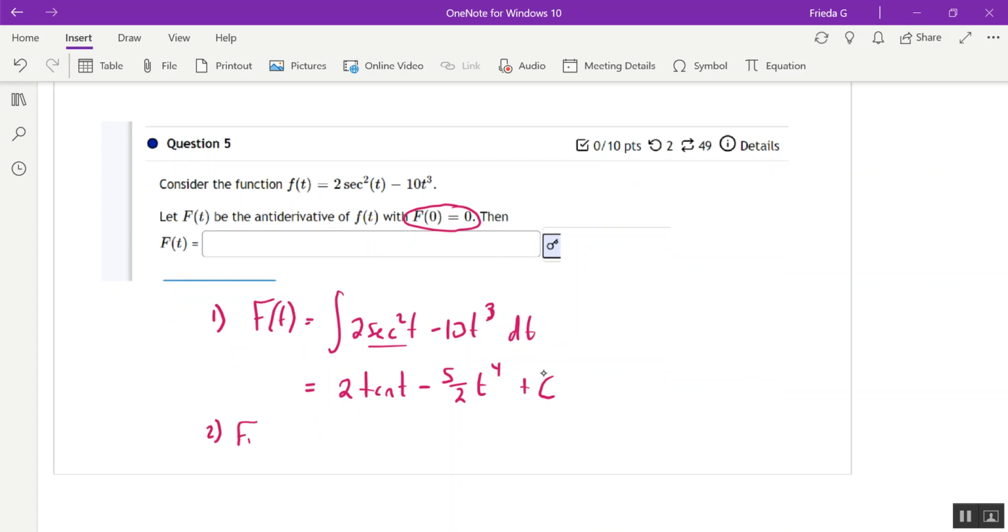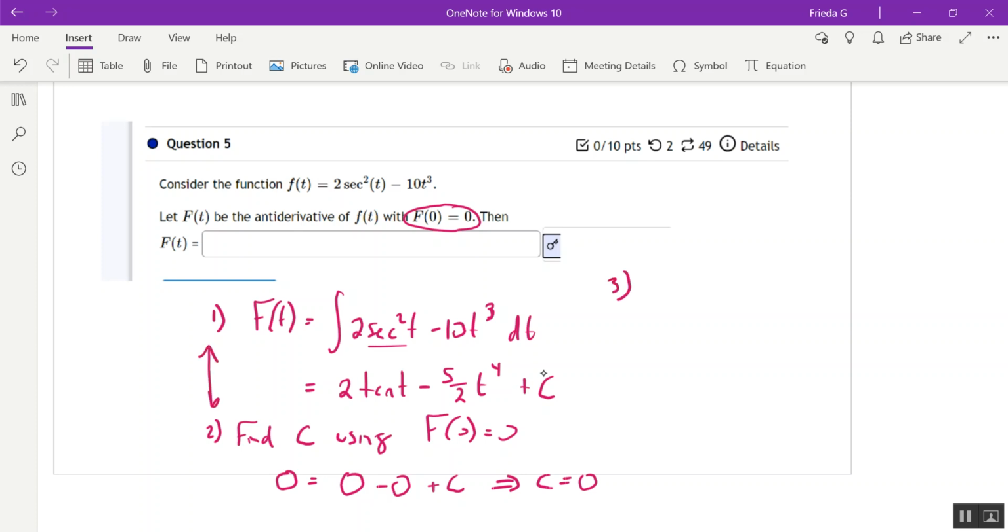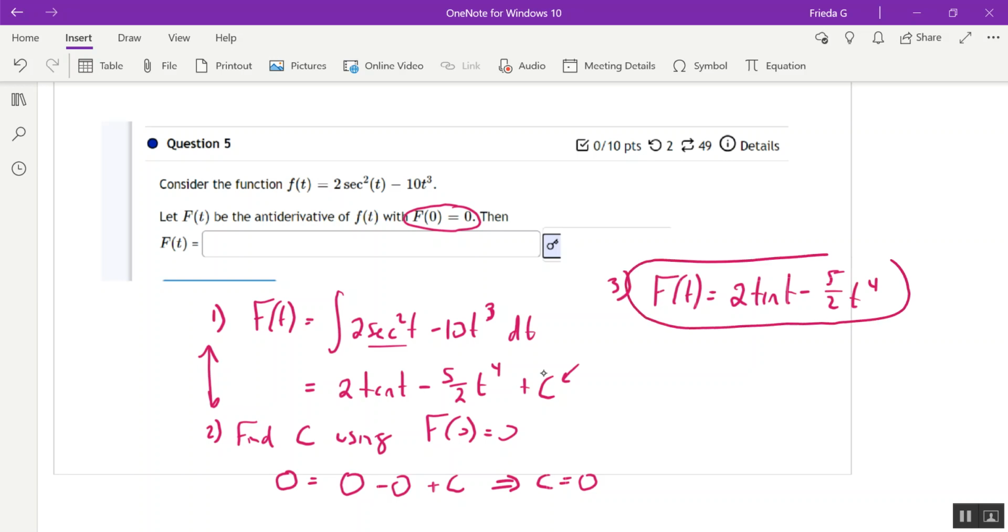So step 2, find c using big F of 0 is 0. So 0 equals 2 tangent 0. Tangent of 0 is 0. This is 0 minus 0 plus c. So c is 0. Step 3 is to put steps 1 and 2 together. Take whatever you found for c and plug it back in here so that your answer is a function. Big F of t is 2 tangent t minus 5 halves t to the fourth plus c, but c is 0. So that's your final answer.